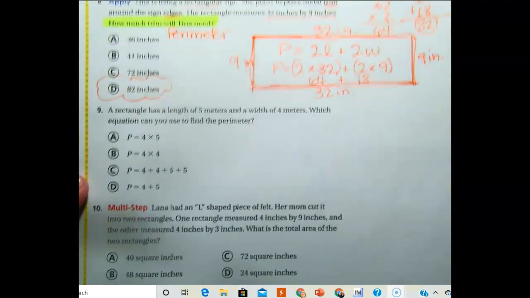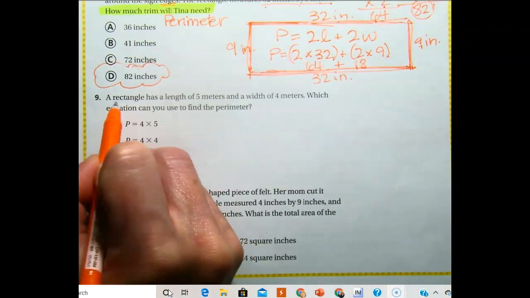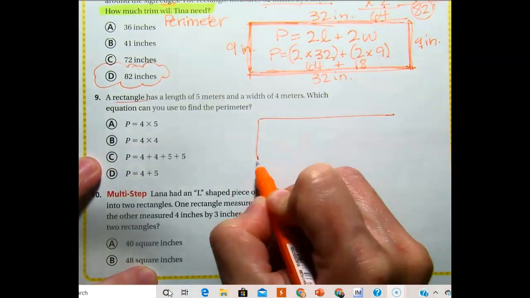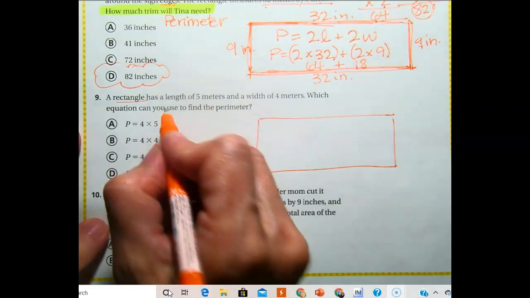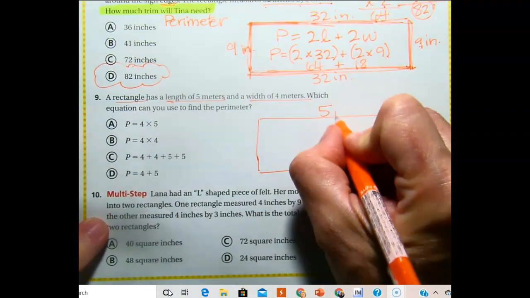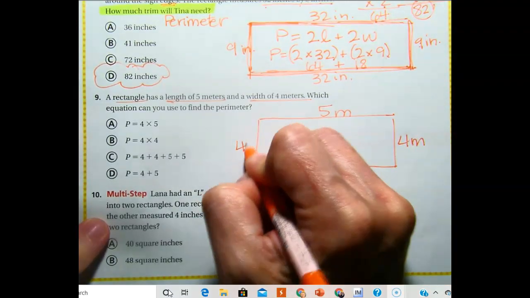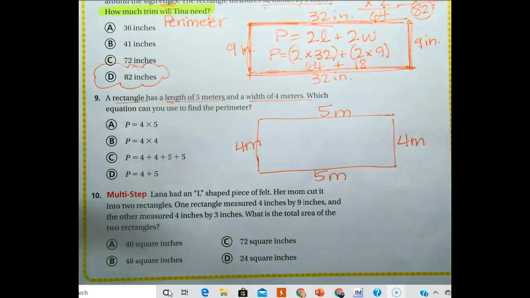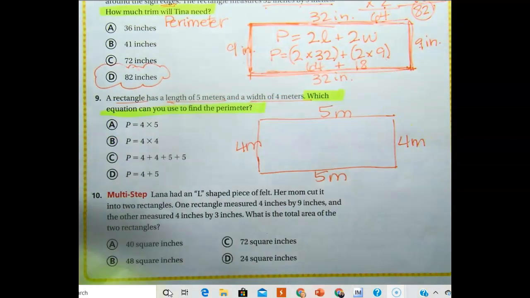Okay, number 9. Let's read it, and then you can pause it, solve it, and double check. A rectangle has a length. Again, that's a rectangle. So we could even go ahead and stop and draw. A rectangle has a length of 5 meters and a width of 4 meters. So let's go ahead and write 5 meters. Always draw your pictures and label. Which equation can you use to find the perimeter? So they don't actually want you to solve it. They just want you to find the equation that you would use to solve it.